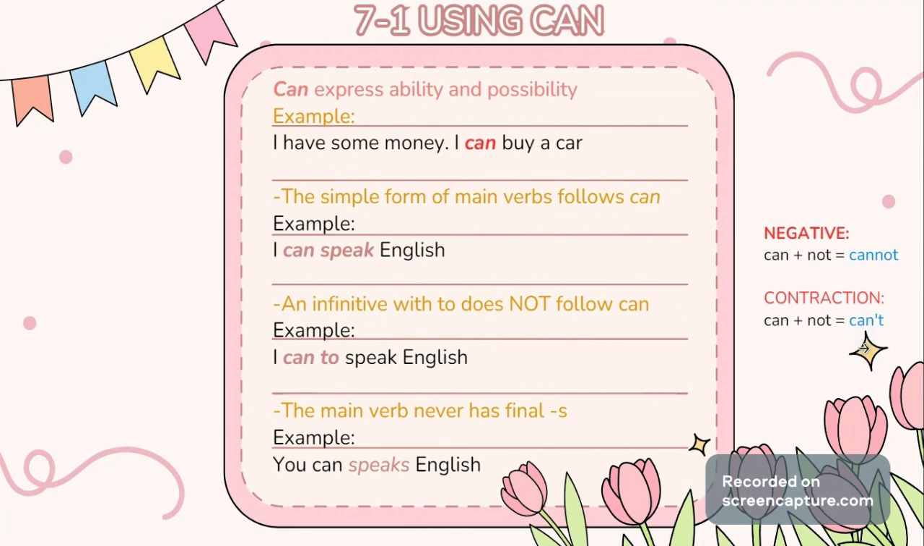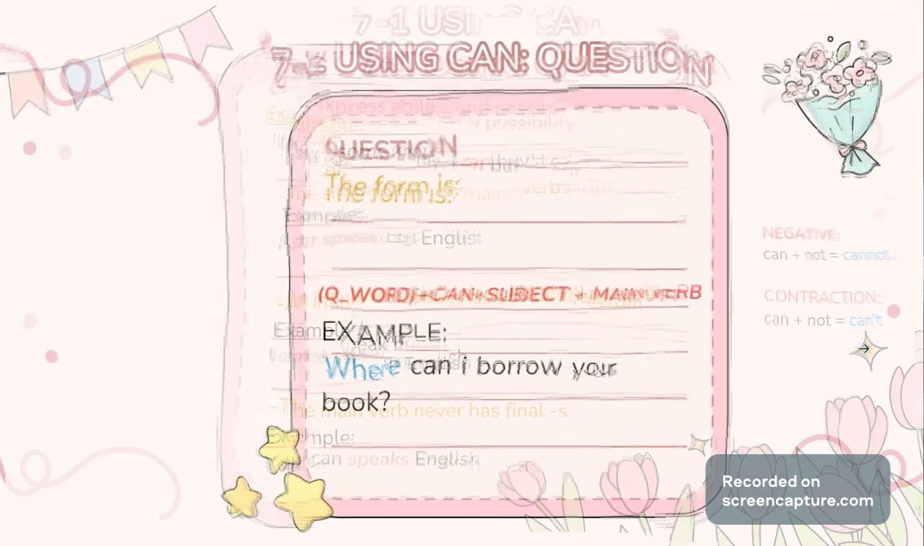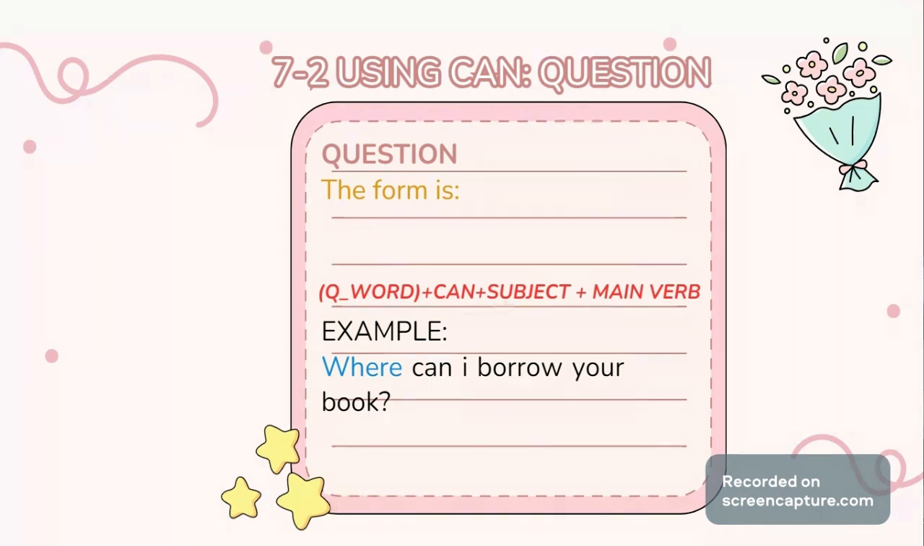Okay. Next, using can in questions. We have a form for questions using can. The form is a question word, can, subject, and main verb. Example: where can I borrow your book? So, where is a question word, can, the subject is I, and the main verb is borrow, your book.